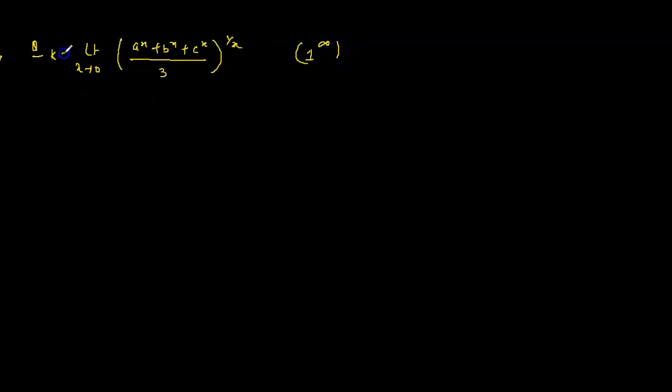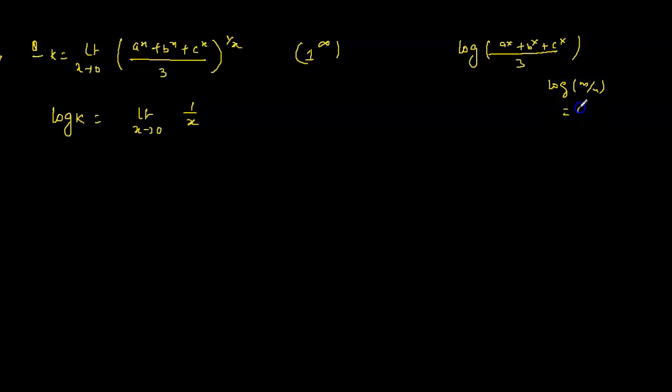So take the log both sides. This becomes log of k is equal to the limit of x tends to 0, this 1 by x will come down here, and log of this: log of ax plus bx plus cx divided by 3, right? So log of m by n I can write as log of m minus log of n. So I can write here log of ax plus bx plus cx, that is m only, minus log of 3.